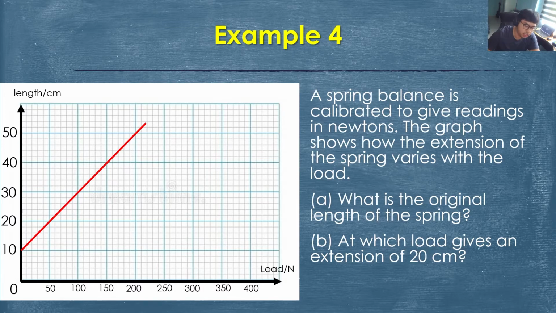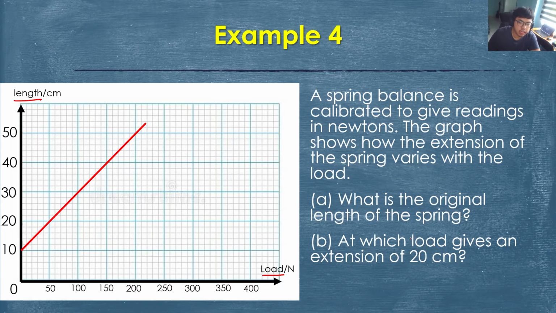So you see in this case, you have to be very careful because this graph is a different graph. On the y-axis, it's length. Before, it was extension. Okay, now it's length. X-axis is still load. There's no change there. A, what is the original length of the spring? We want to find the original length of the spring.